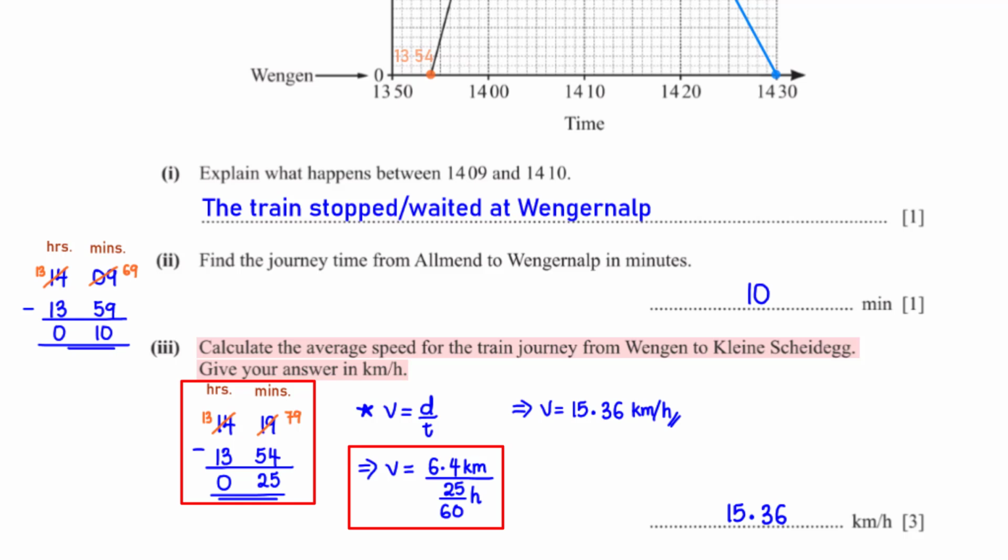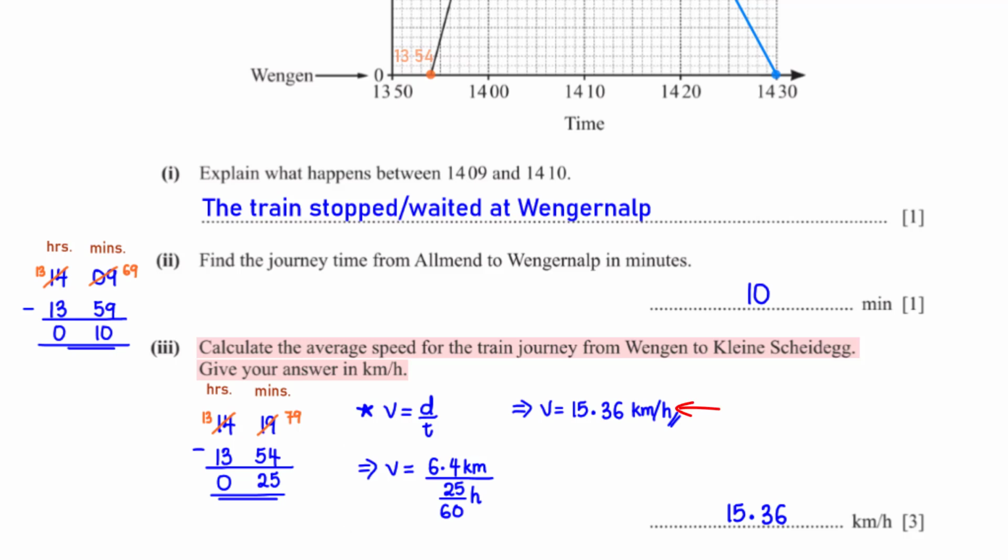Under the minutes column, we can't subtract 54 from 19, so we get 1 hour from the hour column, which becomes 60 minutes under the minutes column. So now we have 79. 79 minus 54 is 25. Under the hour column, 13 minus 13 is 0, so the time duration is 25 minutes. To convert 25 minutes to hours, we divide by 60. When we type this into the calculator, we get 15.36 kilometers per hour.